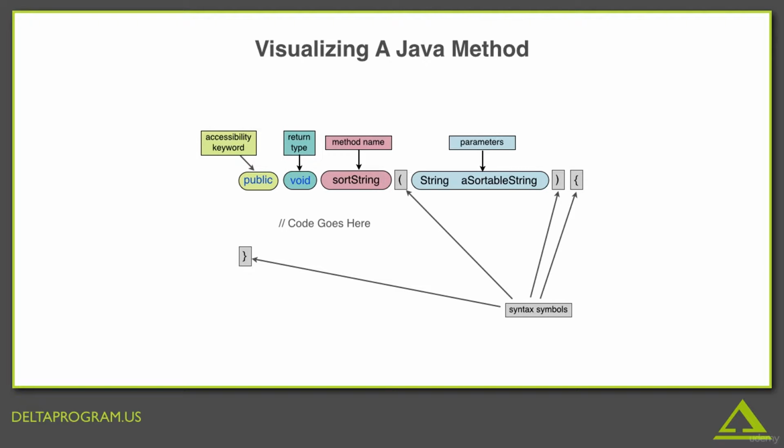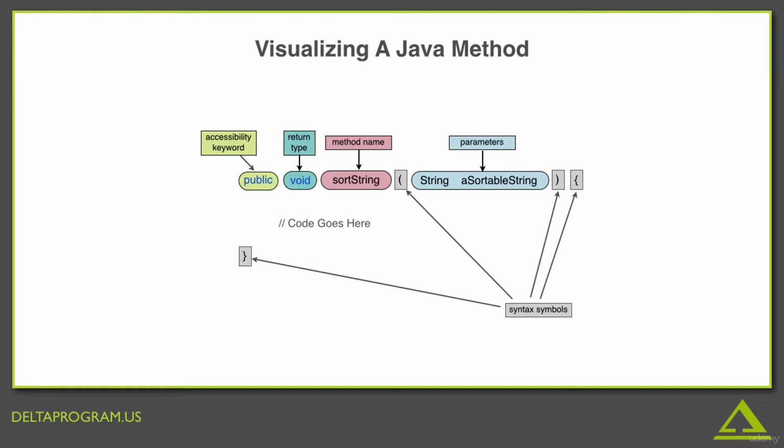The parentheses house a special part of the method signature called the parameters. These are basically the inputs for the method. In other words, they are what the method requires you to give it in order to run properly. In a method signature, each parameter definition requires 2 things: a data type, in this case string, and a generic name, in this case a sortable string.